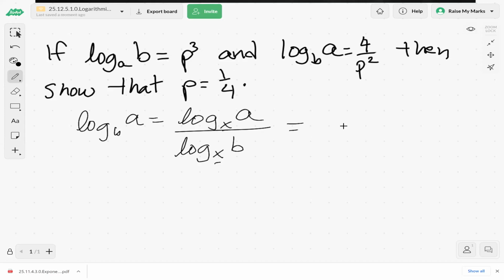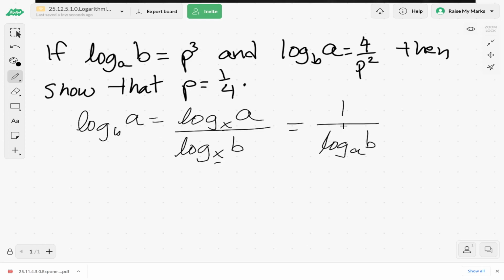Another way of looking at it is that log base b of a is the same as 1 over log base a of b. So now we just have the reciprocal and we interchange the base with the value. Okay, so now let's see if we can apply this change of base formula to our problem here.